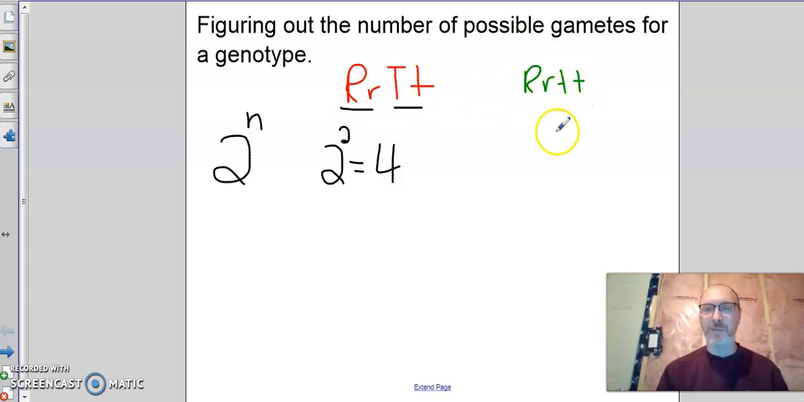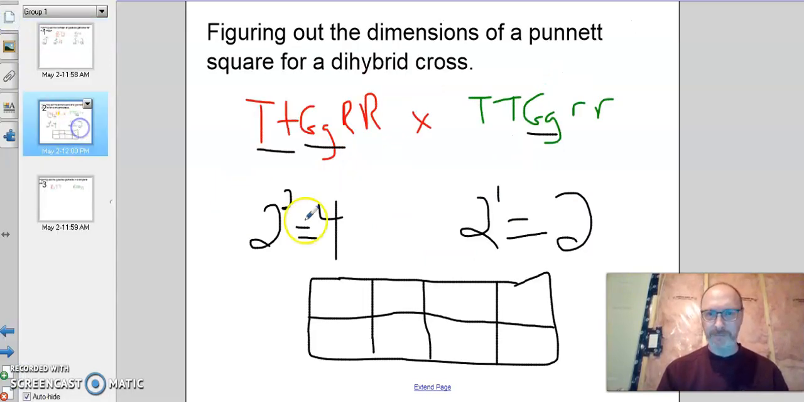When we look at the next example, again, we're going to do 2 to the n. Where are the heterozygous genes in this particular genotype? Well, it's big R, little r again, a dominant with a recessive, but little t is homozygous recessive, so that's not heterozygous. So my n is going to be 1 here. 2 to the 1 is 2. So if we were doing a Punnett square with this particular cross, the Punnett square would end up being 4 by 2. Okay, let's go to the next slide.